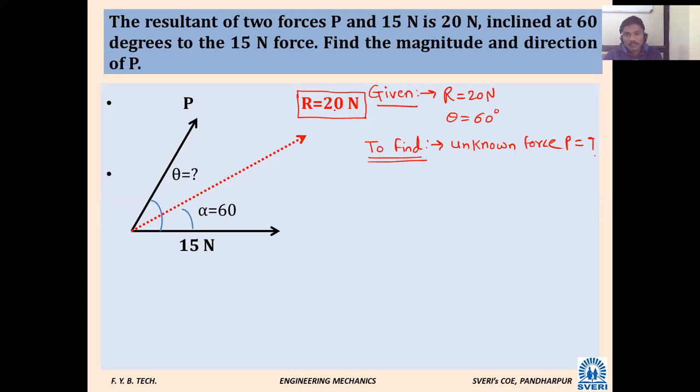I'm asking the definition. What is the concept of resultant? What do you know by resultant? Now forget about this 20, 15, whatever. When all forces are combined together and we are converting all those forces into one force, what are we calling it? Resultant force. We are calling it a resultant.